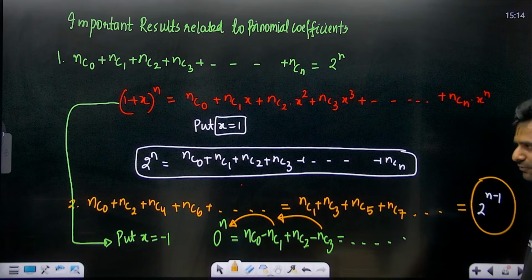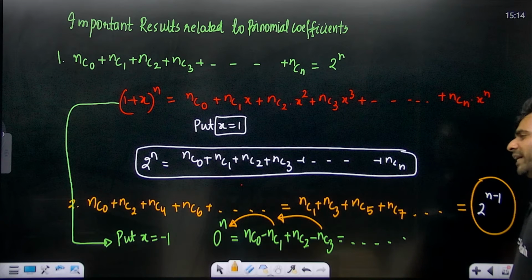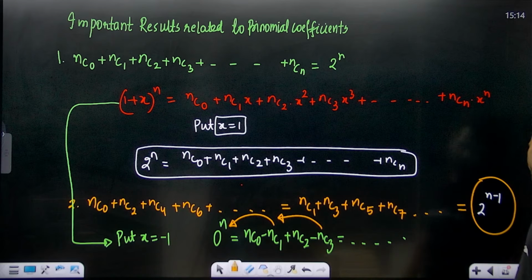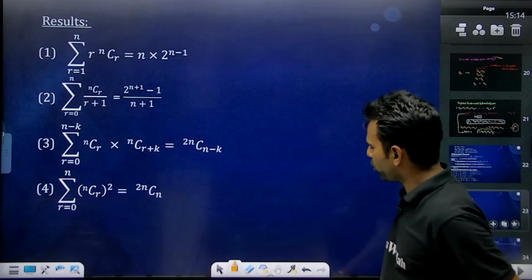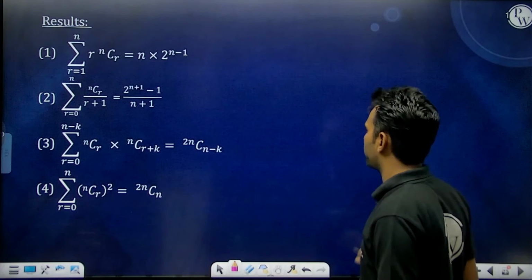So that's why this formula comes into the picture. That is nC0 + nC2 + nC4 + nC6 and so on will be equal to nC1 + nC3 + nC5 + nC7 and so on, and that is equal to 2^(n-1). These are some more basic results which you need to remember.